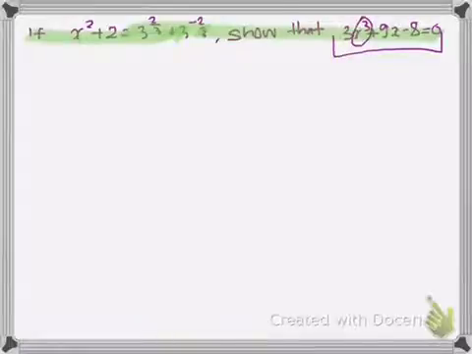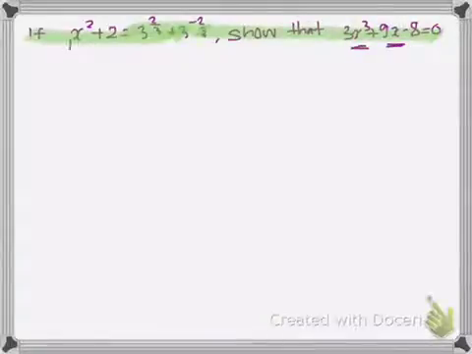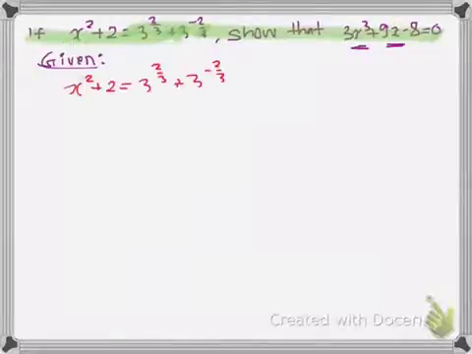So first of all, we have to find the value of x cubed and x. This is what we have to remember. To find the value of x cubed and x, first of all we have to take the given information, which is x squared, and convert it into x cubed and x. So let's do it. This is the given information. Let's try to solve it.